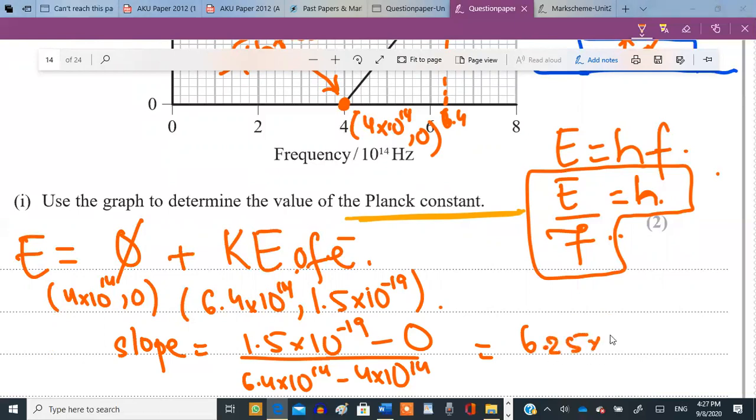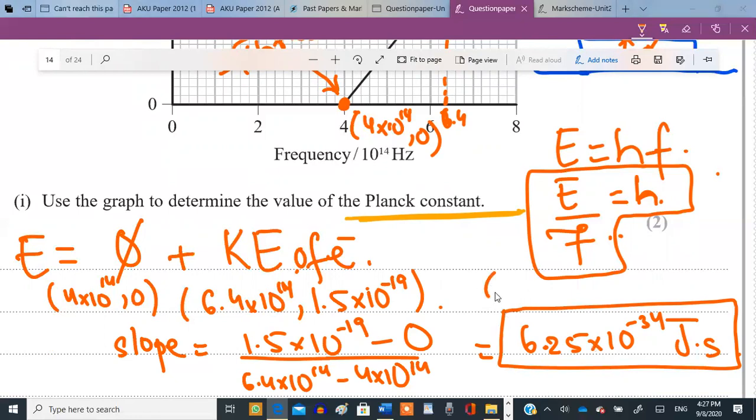6.25 raised to the power of minus 34 joules second is your answer, and that is actually the value of the Planck's constant. The Planck's constant value is 6.3 raised to the power of minus 34. Actually, it's not 6.3, it's actually just 6, meaning we just leave out the 2.5. That's 0.25. Okay, that's correct.